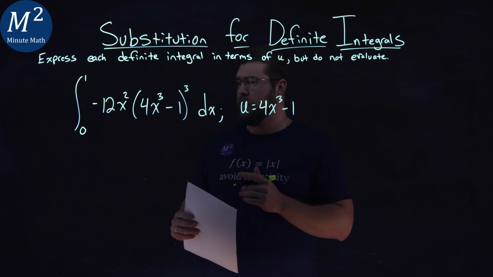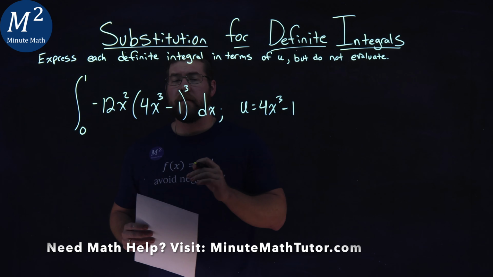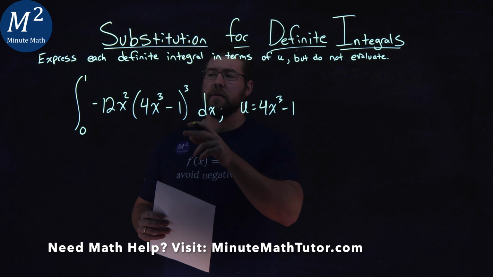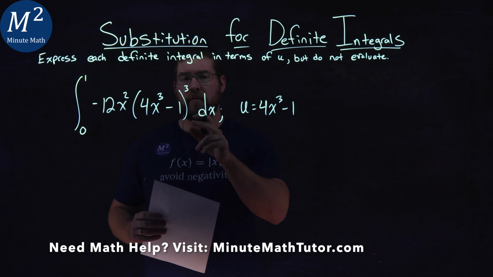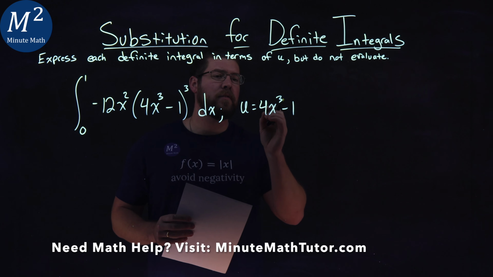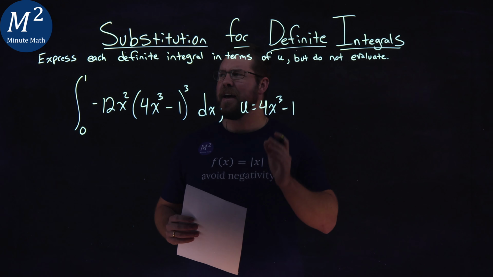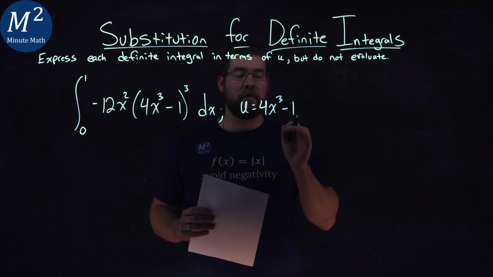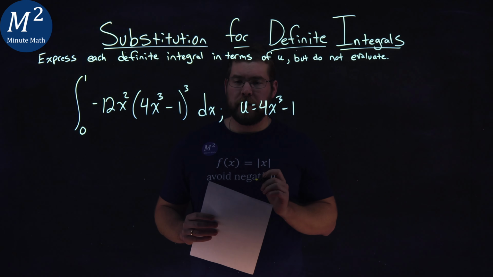We're given this problem right here, the integral from 0 to 1 of -12x squared times (4x to the third power minus 1) to the third power dx. And we're given a u value of 4x to the third power minus 1. And we have to express this definite integral in terms of u, and we're not going to evaluate it.